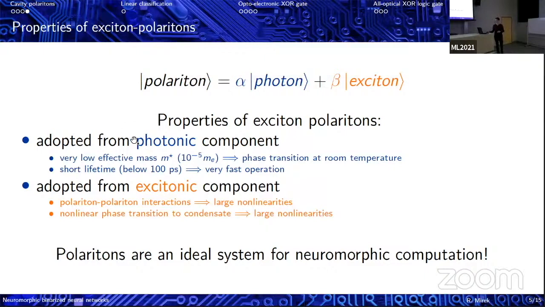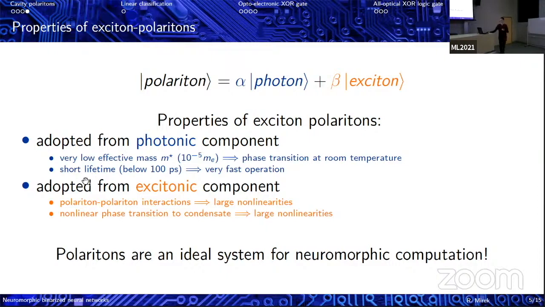Okay. So the most important thing is that we really have properties of exciton-polaritons adopted from photonic and matter components. So we have very low effective mass, which is 10 to minus 5 of the mass of an electron. This is really low, and this allows for phase transition at room temperature. So we can really observe Bose-Einstein condensation at room temperature for these particles.